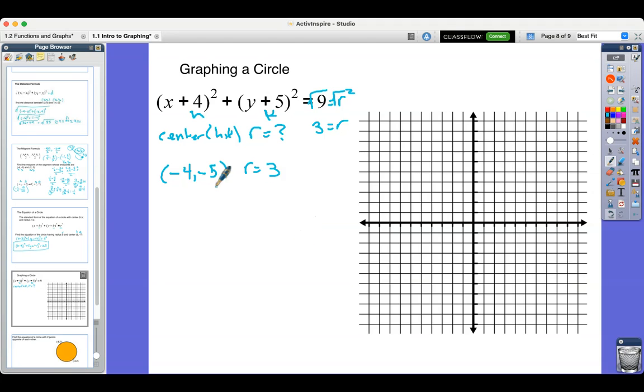So when graphing these, we start with our center. Negative 4: 1, 2, 3, 4. Negative 5: 1, 2, 3, 4, 5. The best way to go about this is to graph 4 main points. Your radius up: 1, 2, 3. Now remember, from geometry or even algebra 2, the radius is the distance from the center to the circle. So radius to the left: 1, 2, 3. Radius down: 1, 2, 3. And radius to the right: 1, 2, 3. From there, we can sketch our circle. It doesn't have to be the most perfect circle, but try to make it as circular as possible.